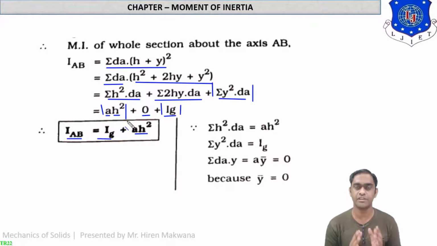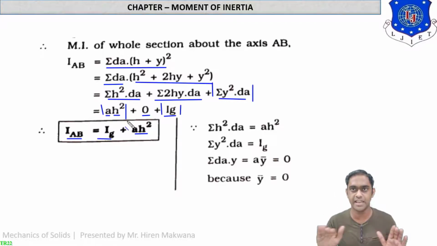This formula we will use in each and every numerical. Okay, so remember this formula. This is a very important formula. IAB means what? Moment of inertia about any particular axis. Ig means what? Moment of inertia about the centroidal axis, which is parallel to the axis AB. Okay, so the centroidal axis must be parallel to axis AB.